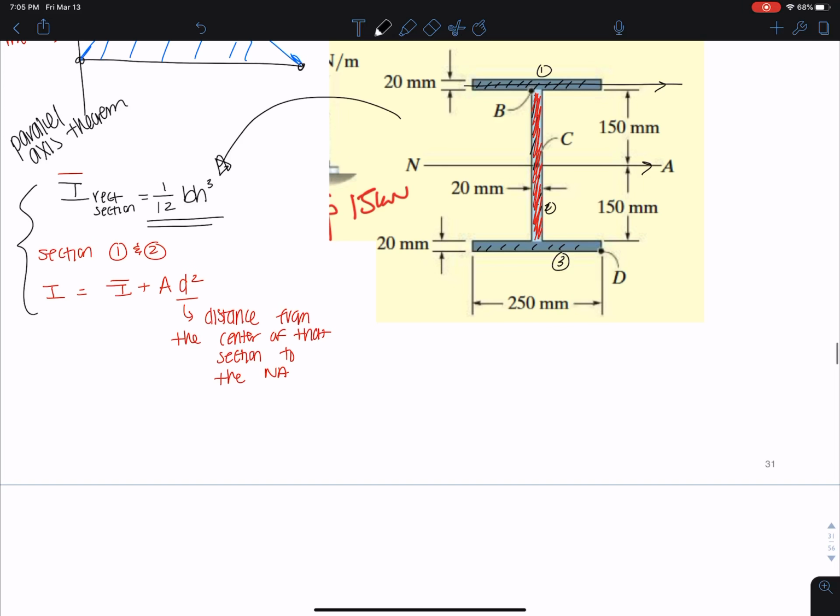Okay, so moment of inertia is equal to, now we're going to do 1/12 times 0.02 times 0.3 cubed. And this is the red section. This is what we called section 2. I'm going to label it a little better here.